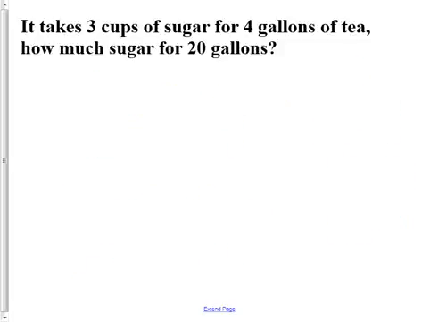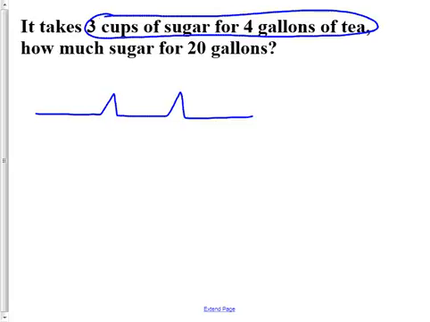Looking at another one, it takes 3 cups of sugar for 4 gallons of tea. How much sugar for 20 gallons? So using the methods we've looked at so far, you can choose any of the 3 we've looked at. A lot of people tend to like the bridge map method, so I'll use that, but then I'm going to show you another one. So the things that are related are 3 cups of sugar for 4 gallons of tea. It doesn't really matter which one you put on top, but we did talk about the fact that normally you put the bigger number on top, so we'll go with that.